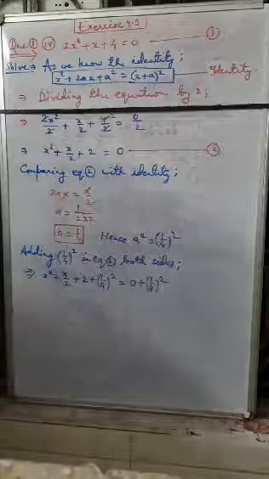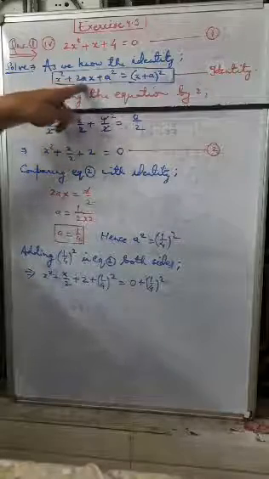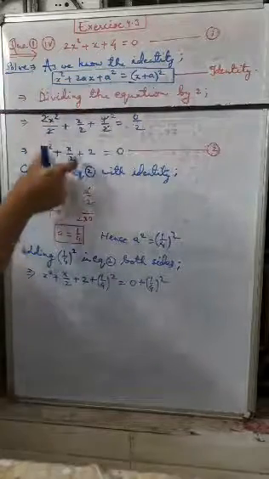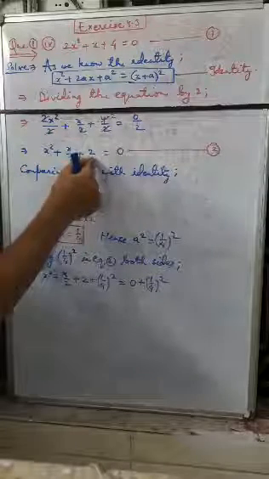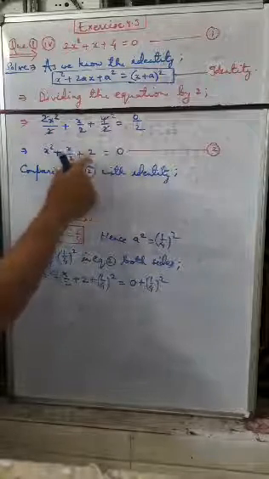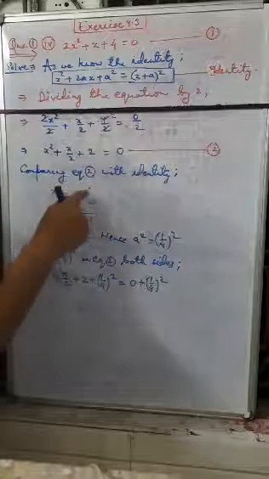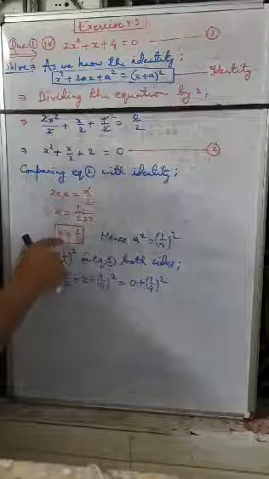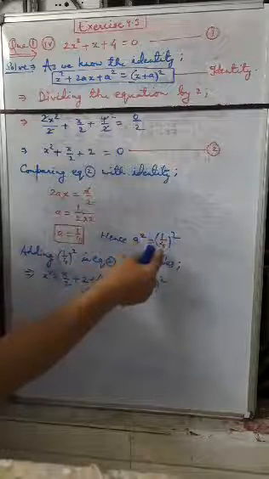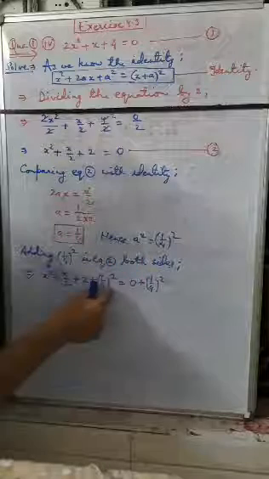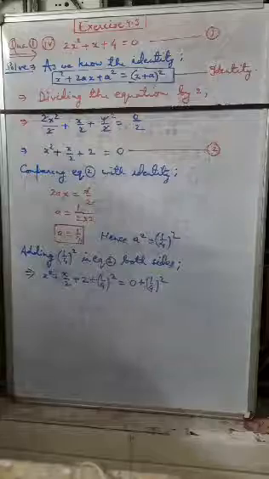Why are we adding (1/4)²? Because we have the formula x² + 2ax + a², but we only have x² + 2ax, and it is not a square. For this purpose we compared 2ax with x/2 and got the value of a, and we squared a. So a² is equal to (1/4)². We add it to the left-hand side as well as the right-hand side, so there is no effect on the problem.